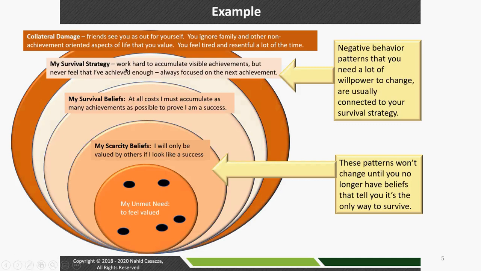What they do over and over is they work hard to accumulate visible achievements, but they never feel that they've achieved enough. That's one clue for you that you're in survival strategy mode, because you can be successful at it and you can feel satisfaction at being successful for only a very short period of time, like a few minutes, and then you repeat it. If you value accomplishment, then you accomplish things and you enjoy the accomplishment.